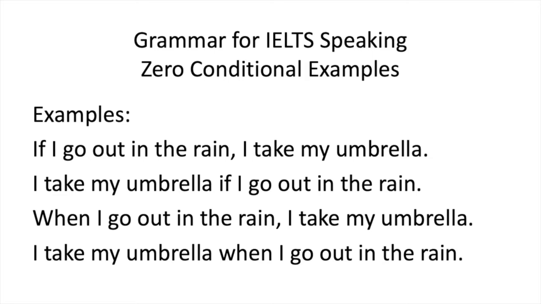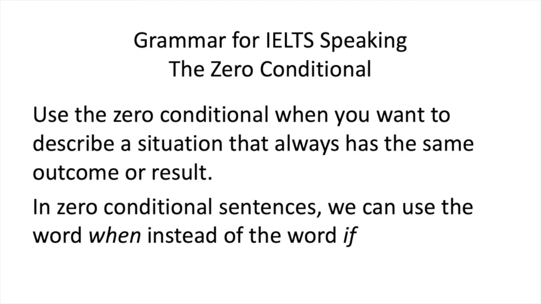Bear in mind that you can also use when instead of if in conditional sentences like this one. When I go out in the rain, I take my umbrella. Again, go and take are in the present simple. And again, you can invert the sentence to make the construction, I take my umbrella when I go out in the rain. Now, let's look at some more rules for the 0 conditional.